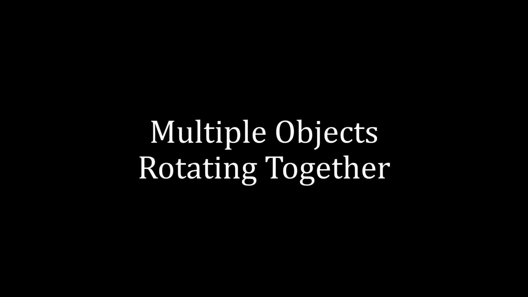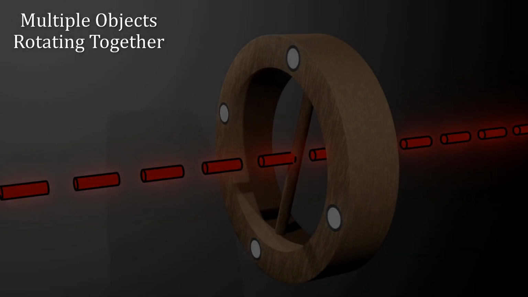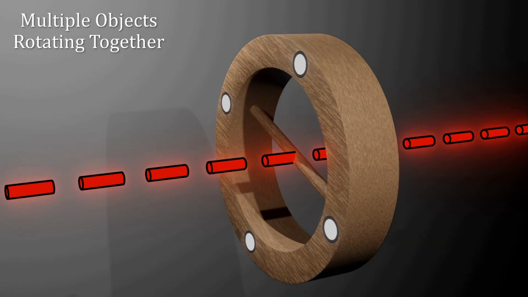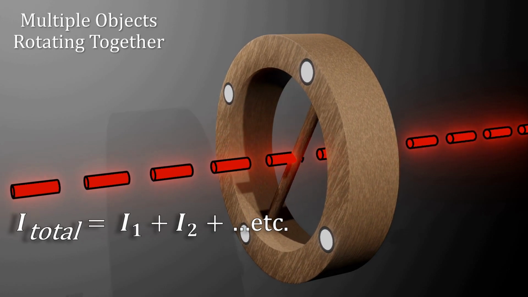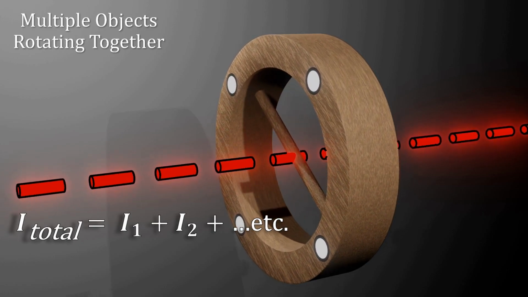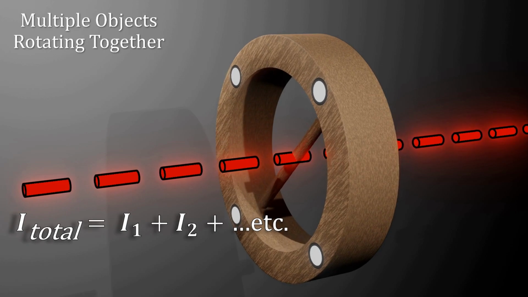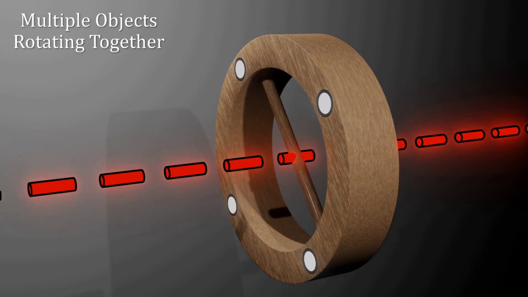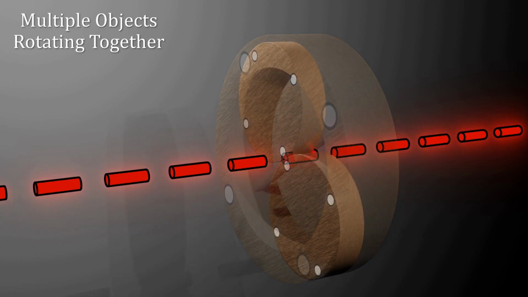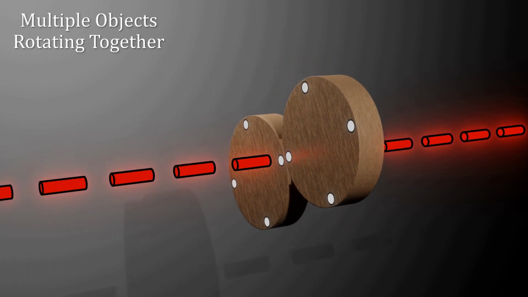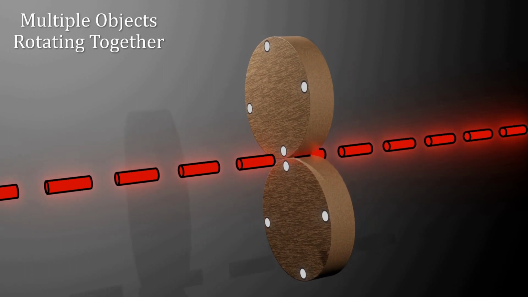Finally, we may ask, what if there are multiple objects rotating together? As was the case with particles, we obtain the total moment of inertia of a compound system by simply adding together the individual moments of inertia of the constituent objects. Note that the objects must share the same axis of rotation. If an object is offset from the axis, we must find its proper moment of inertia using the parallel axis theorem.